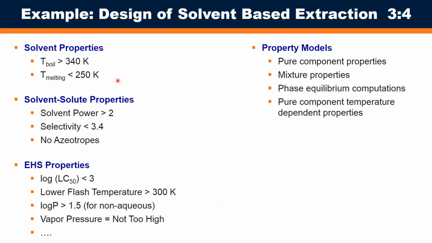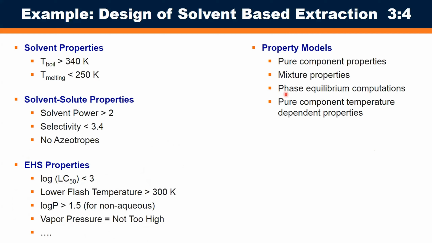What we find is we have values and information about what we want the solvent to look like. In terms of boiling point and melting point, those are the ranges we can have here. We know something about the interactions between the solvent and the solute, in terms of how strong we want the solvent to be and how selective we want it to be. We also can put constraints on the environment, health, and safety properties: lethal exposure limits, flash point, partition coefficients, and so on.